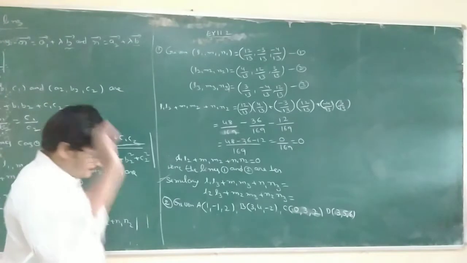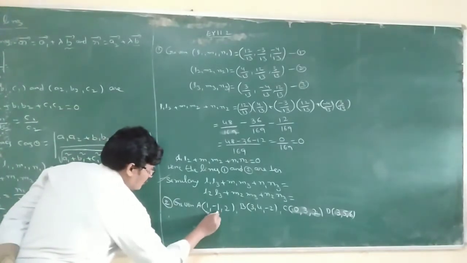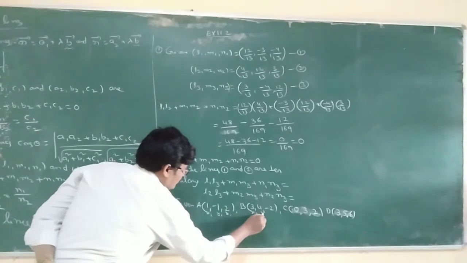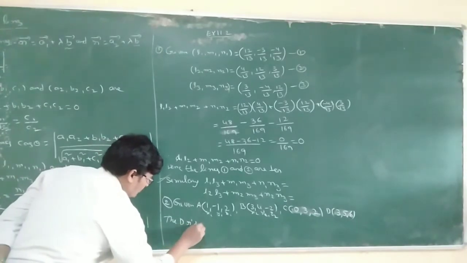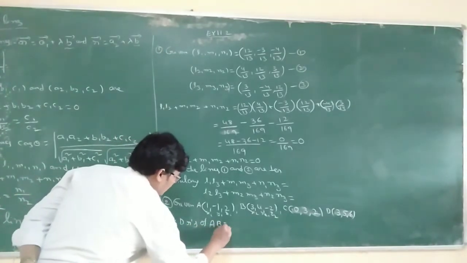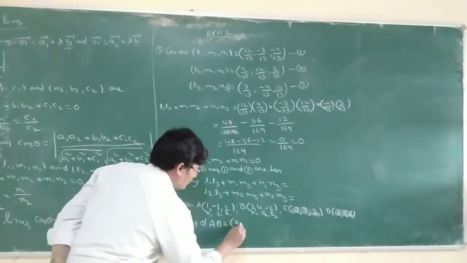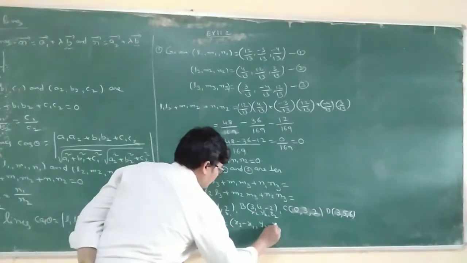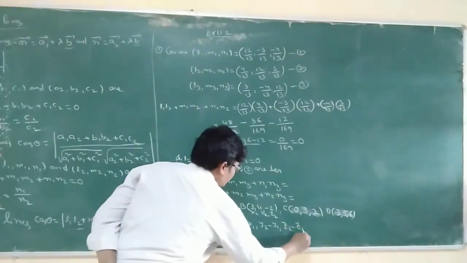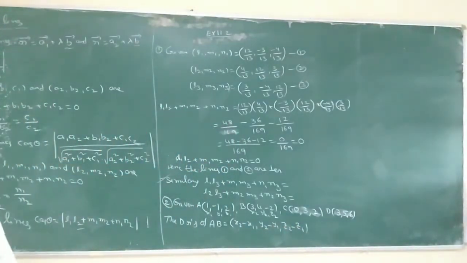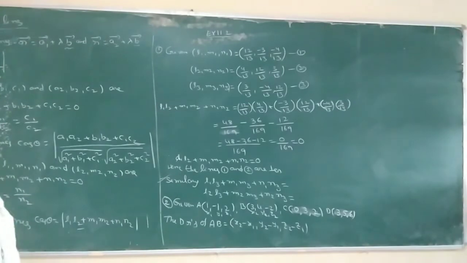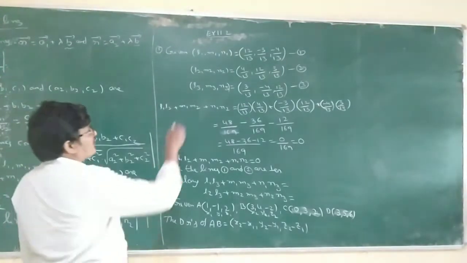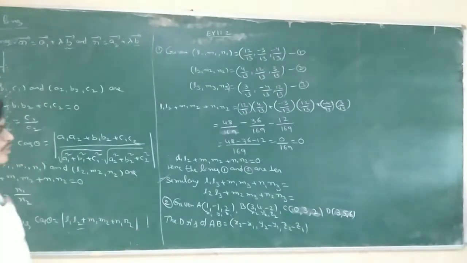First of all, this is x1 y1 z1 and x2 y2 z2. The direction ratios of AB: the formula is x2 minus x1, y2 minus y1, z2 minus z1. These points are nothing but x1 y1 z1. The ratios are a1 b1 c1, a2 b2 c2, and the cosines are l1 m1 n1. So what is the data? In the first problem, the given data is direction cosines. In the second problem, the given data is only points.